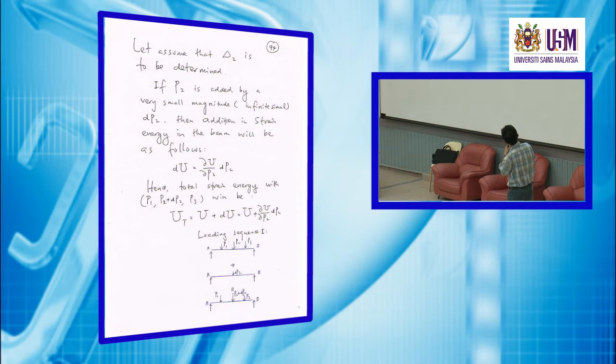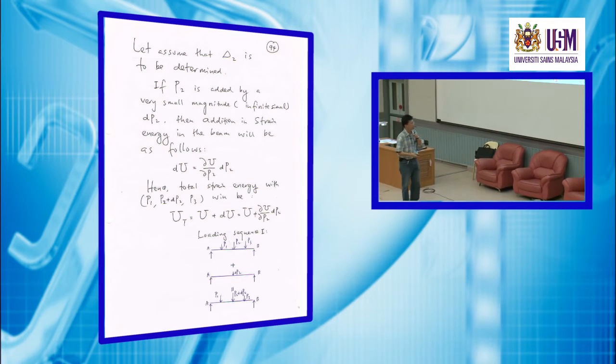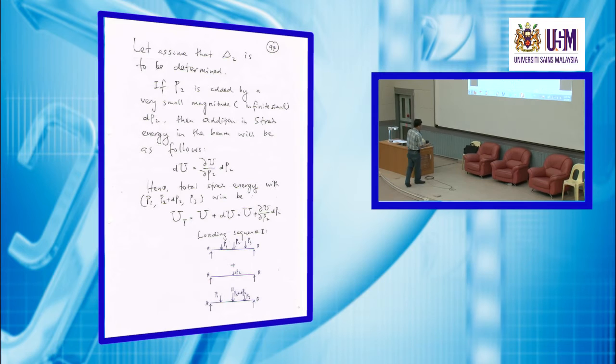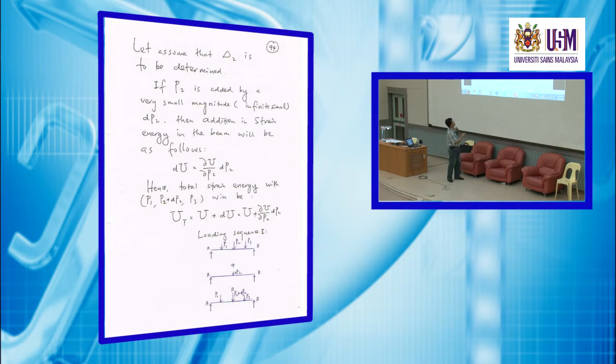Because you already have the loads P1, P2, and P3 acting, and you add another very small load to P2, you get a change in the strain energy. The change in strain energy is given by these equations. In calculus, a small change in energy is equal to the change in the energy because of the change in the load P2 multiplied by the differential change. So dU is del U del P2 multiplied by dP2.